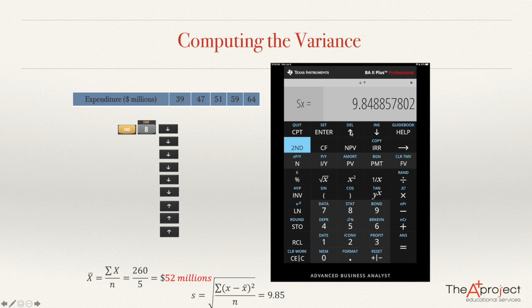If we have this standard deviation and I want to see the variance, remember that the variance is the square of the standard deviation. As soon as I see this on my screen, I just press the key S squared. If I do this, the number 97 appears. 97 will be the variance of this data set.